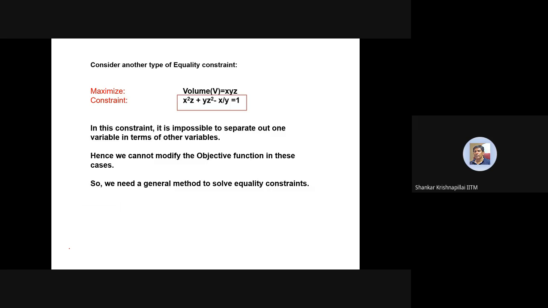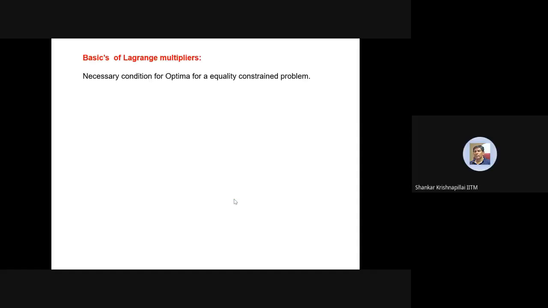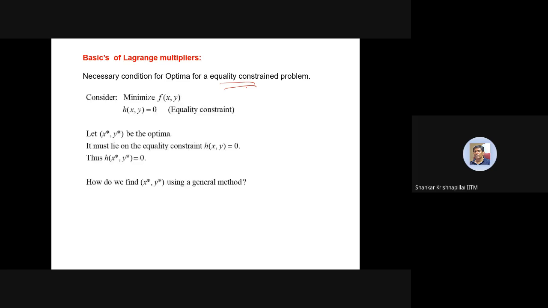Okay, so in the last class we reached up to here, dealing with equality constraint. So we saw that if you have a constraint like this, it is difficult to separate the variables. You cannot take x to one side or y to one side or z to one side. So there you need to have a general method, and that is Lagrange's method. Basics of Lagrange multipliers. First is the necessary condition for the equality constraint problem.